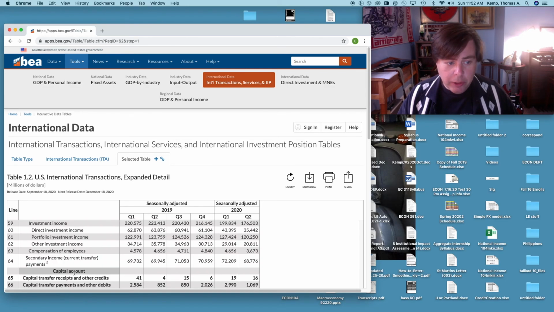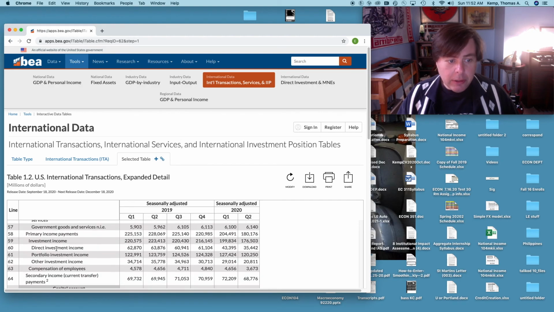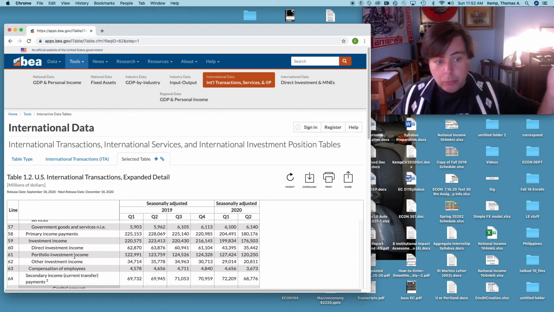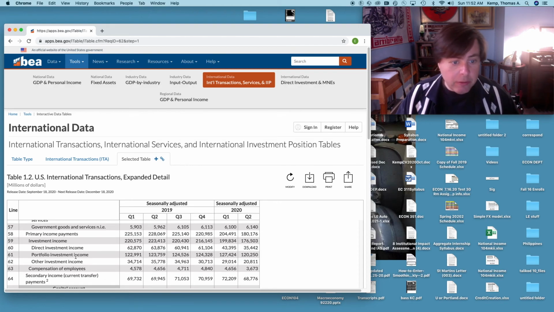See, it's quite lengthy. It includes, remember, it's not just imports and exports, but also income. So if I'm working abroad and I'm a U.S. citizen, I'm receiving inbound income to the United States. That would be compensation of employees here, line 63. If I own stock in a foreign firm and I receive dividends, that's portfolio investment income, right here, line 61.